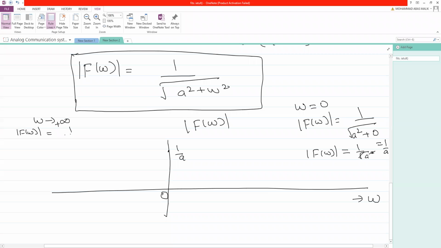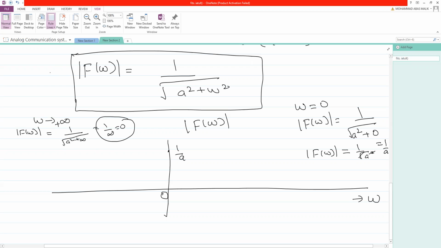What will be the value? 1 divided by a square plus infinity square, that's infinity. A square plus infinity is infinity, so 1 by infinity is 0, right? So you will get the 0 value. Are you getting me? Yes, sir.